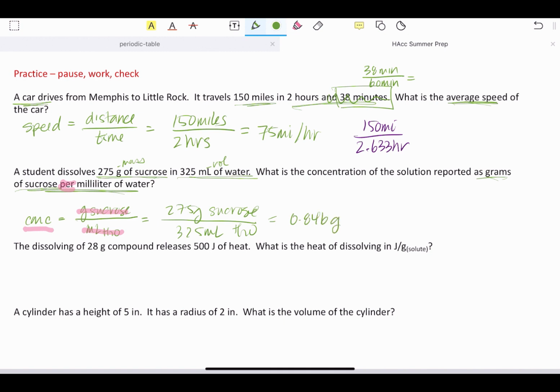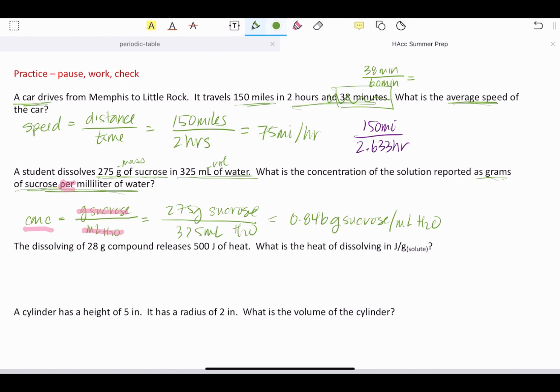And the unit is grams of sucrose per milliliters of water. Yes? Note that when we actually start class, we'll talk about how many decimal places or how many places to put in our final answer. That's something we'll clean up later.